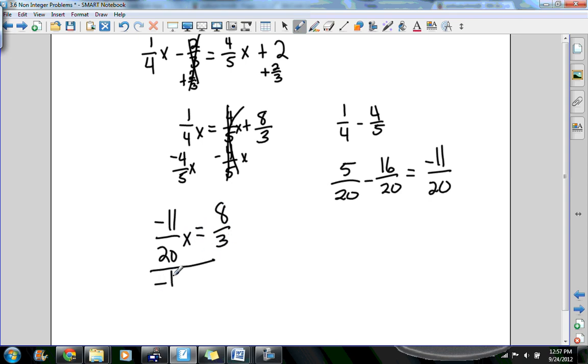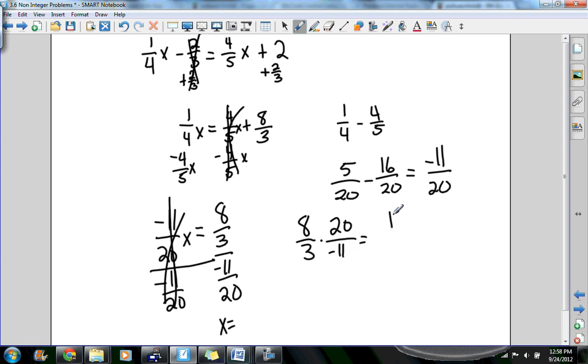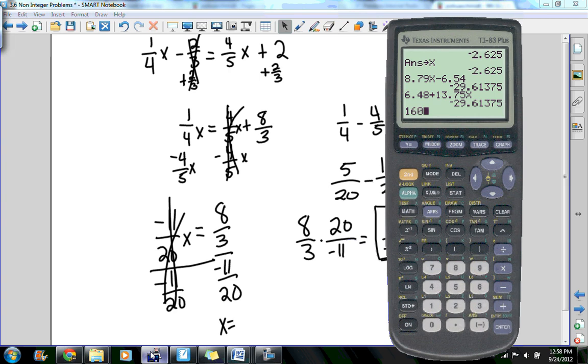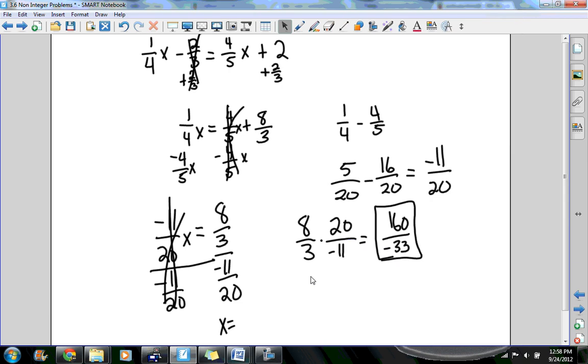And now I divide by negative 11/20. So I go 8/3. I have to flip the second fraction. And so I get 160 over negative 33. Let me just make sure that that's fully simplified. It is.